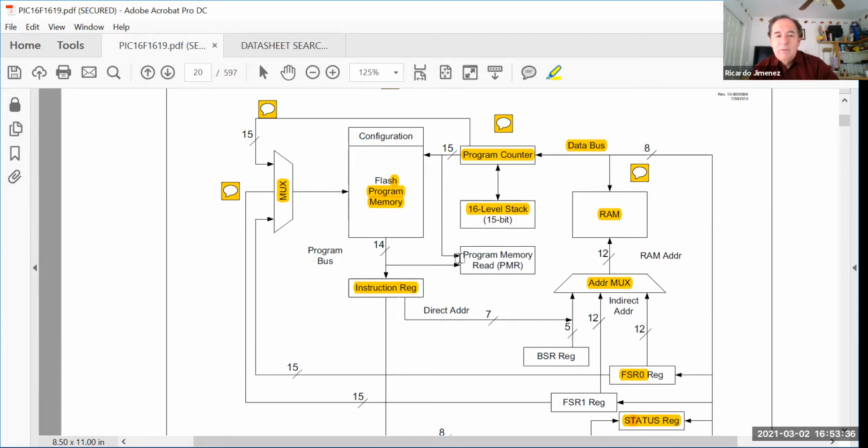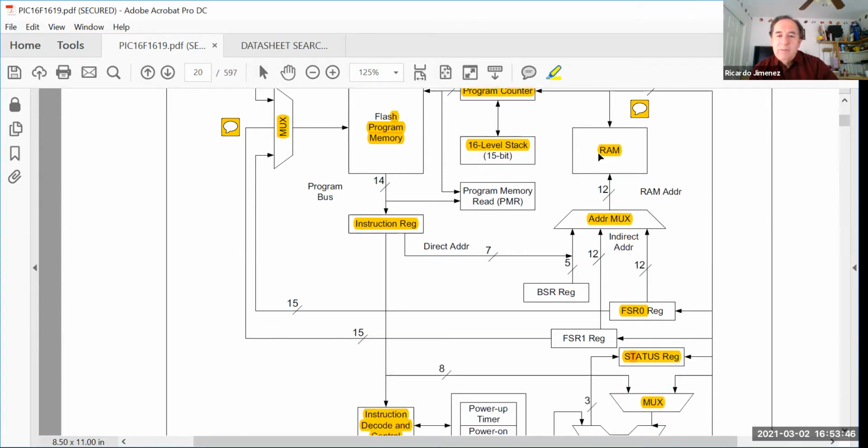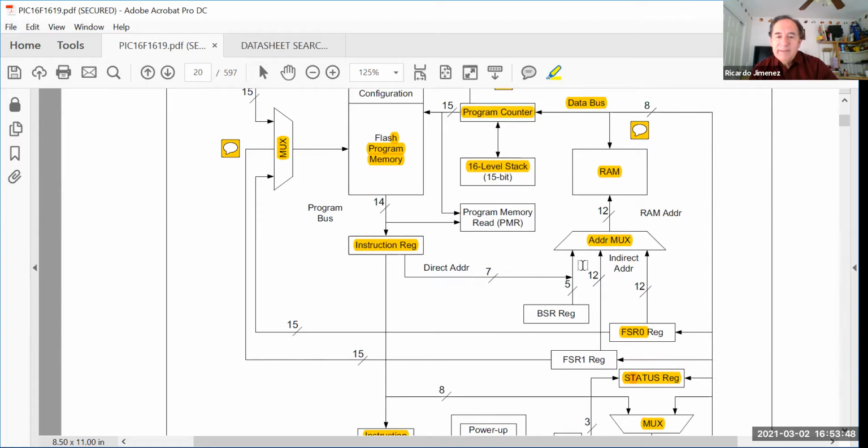And then you have another location here, program memory read. You have the RAM memory where you have volatile data, and the memory can be addressed by different modes, by BSR, FSR0, or FSR1. Or it can be addressed by the instruction register. Okay, notice that it can be addressed.